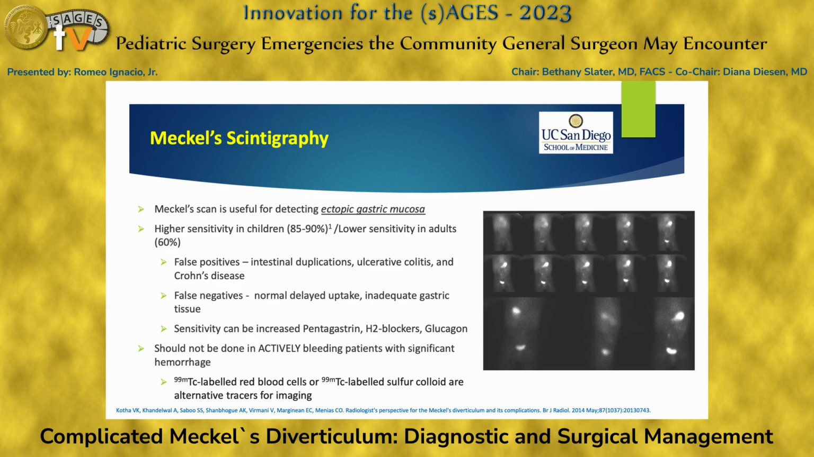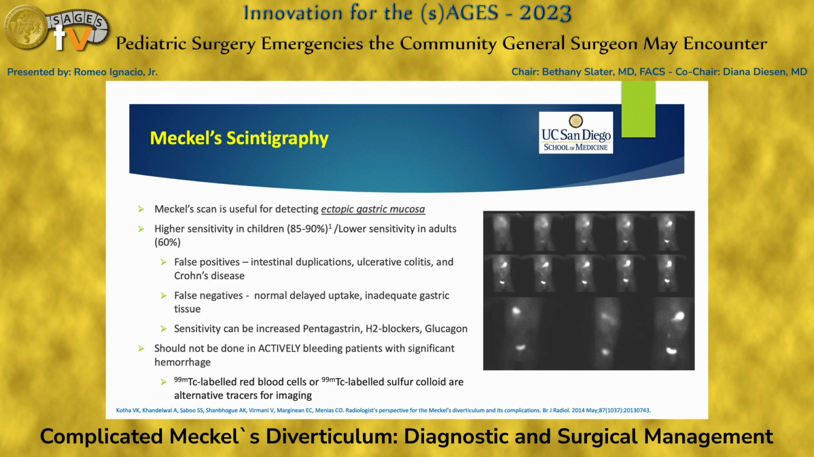If you're thinking about a Meckel's, they shouldn't be actively bleeding. They're intermittently bleeding or they have a chronic anemia. The scan is detecting if they have ectopic gastric mucosa. That's the limitation of the test. It's highly sensitive in kids, because they're more likely to have ectopic mucosa. In adults, it's less sensitive because most of those patients already had their symptoms early in life. There are certain diseases that can mimic it, such as inflammatory bowel disease or intestinal duplication.